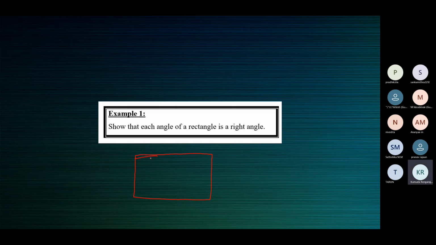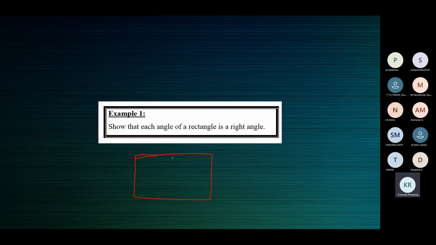So the given quadrilateral is a rectangle. We need to show that each angle of a rectangle is a right angle. That is, we'll have to show that every corner is equal to 90 degrees. The measure of the angle at every corner is equal to 90 degrees. That's what we'll have to prove. All right.